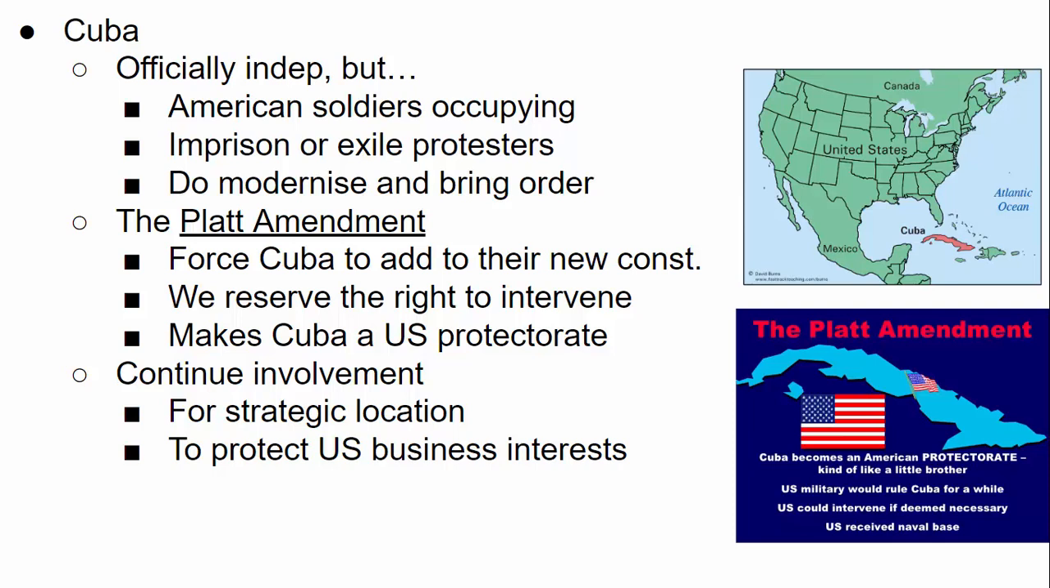So we will continue to have involvement in Cuba really all the way up until the 1950s, until Cuba has a communist revolution because of its strategic involvement. If you look here at this map, Cuba is kind of like the gatekeeper country to the Gulf of Mexico as a whole. Okay, so that's a very strategic location militarily, and then also to protect those U.S. business interests, those sugar plantations that we already mentioned.